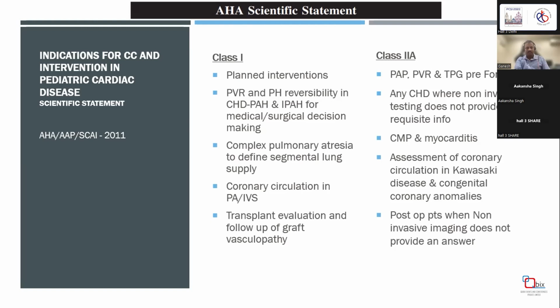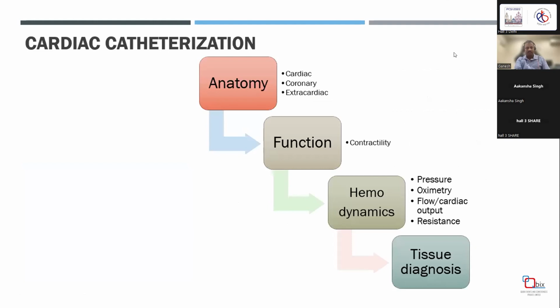Complex pulmonary atresia to define segmental lung supply. So in pulmonary atresia, we want to describe the pulmonary blood supply for the surgeon. And then also whether there is RV-dependent coronary circulation. And the other indication is transplant evaluation, whether it is preoperative or postoperative. Then class 2 indications are for assessment again of pulmonary vascular resistance, mostly in situations like single ventricle palliation that our previous speaker was talking about. And then anytime the imaging does not provide enough information, that's another indication. And then assessment of coronaries in various situations. So these are the listed indications for cardiac catheterization.